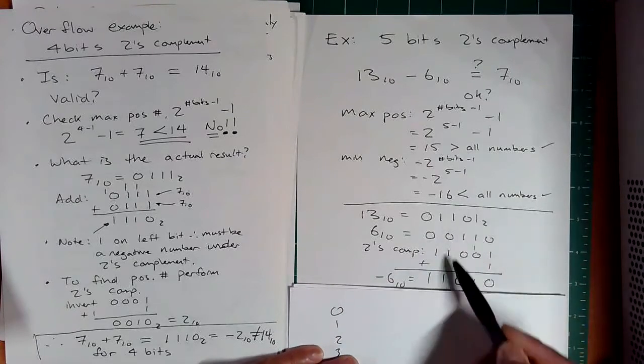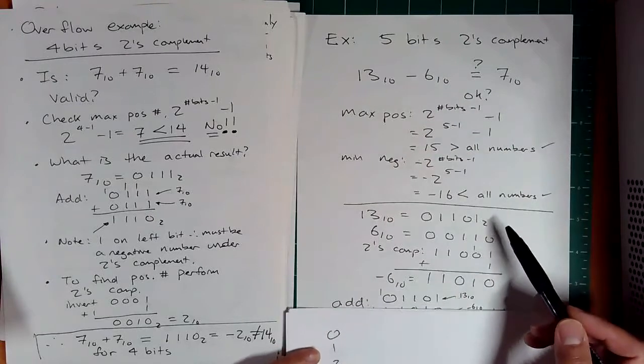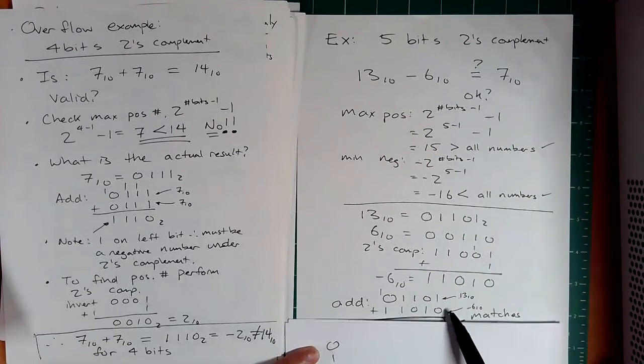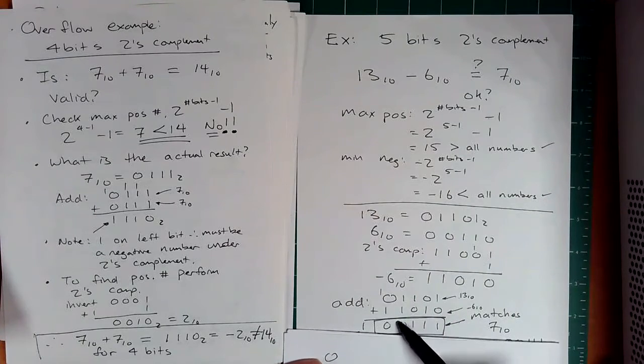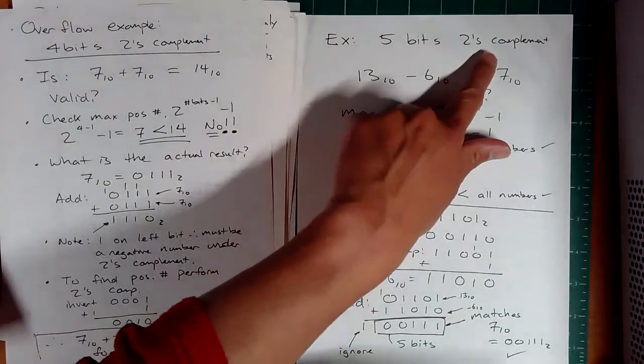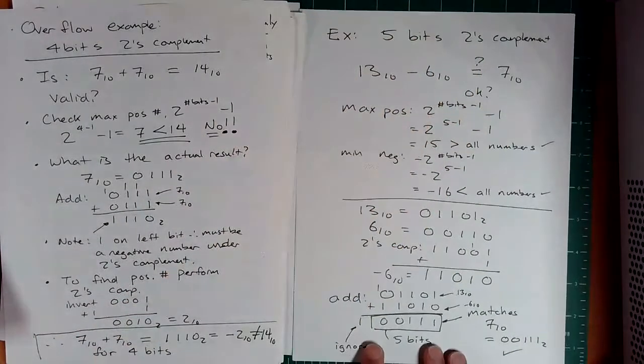I can add these two. I get 0, 1, 1, 0, 1, and 1, 1, 0, 1, 0. And so I'm going to add them and get a carry out, and I'm going to ignore that bit because it's beyond the 5 bits. And look at this, 0, 0, 1, 1, 1, that is 7. That matches our answer. So this is an example of 2's complement with 5 bits. Once you get an answer, you truncate off anything beyond the number of bits you're using. Okay, I hope this lecture helped a lot, and I look forward to seeing you in the floating point part.